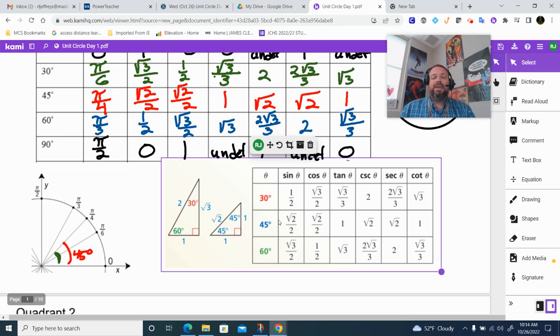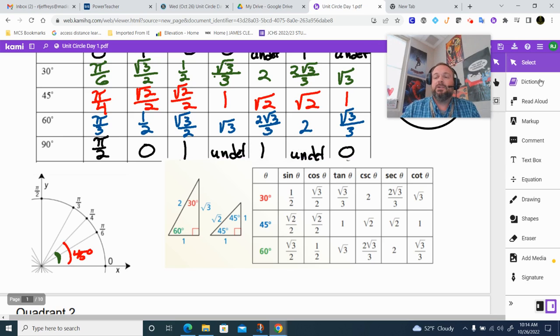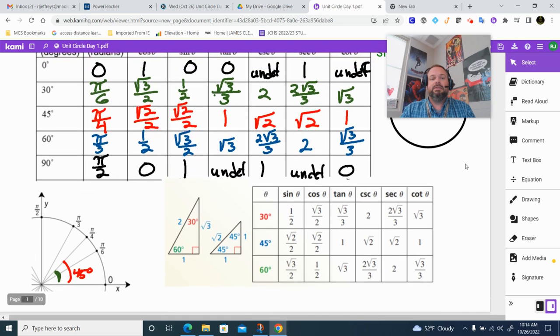All right. Has everybody got at least the first quadrant part right here filled out? All you need to do is have it filled out. You don't have to understand some of the math or anything.